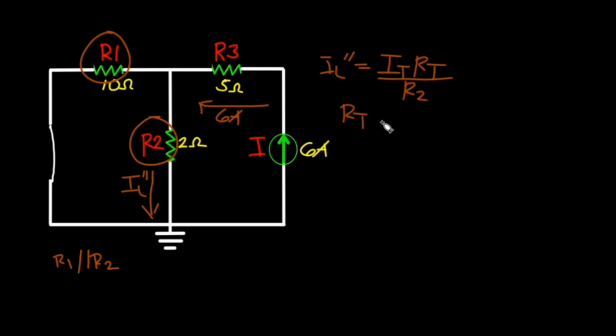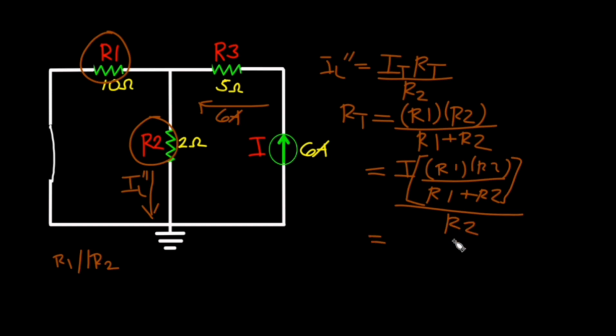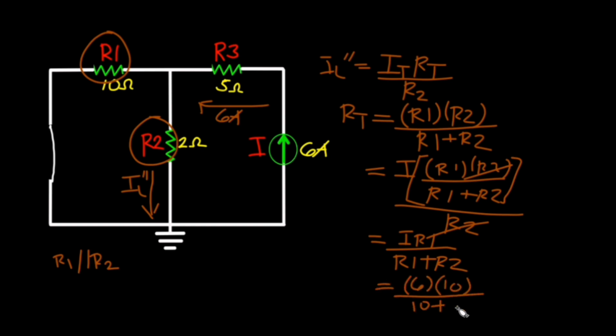To solve for RT, it is the product over the sum of R1 and R2. So we have I over R2, times R1 times R2, all over R1 plus R2. As you can see, R2 will be cancelled out. IL'' is equal to I times R1 all over R1 plus R2. Plugging in the values, 6 times 10 all over 10 plus 2. Simplifying, 60 over 12, which will result in 5 amperes. The direction of this current is the same as IL'.